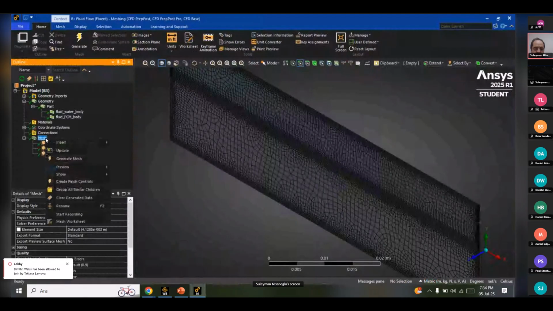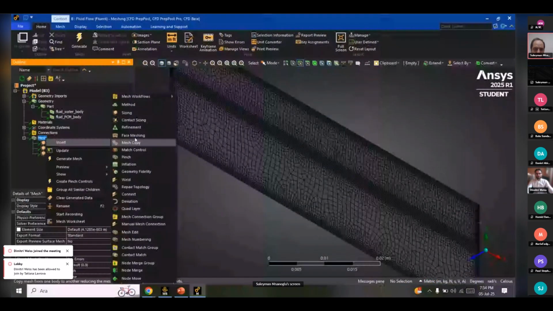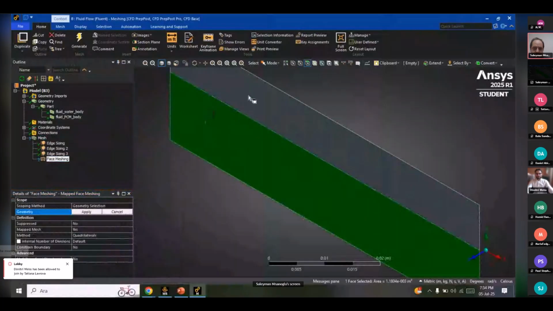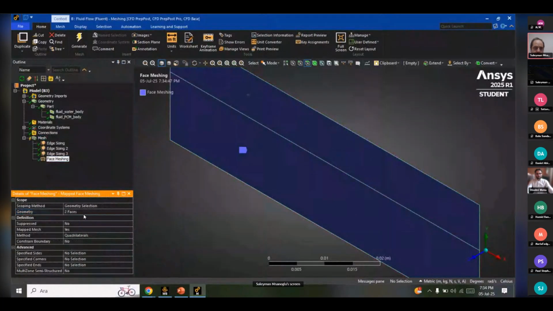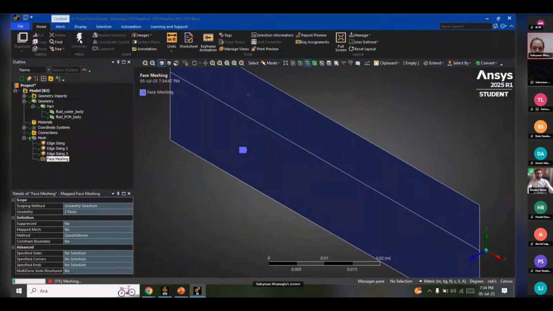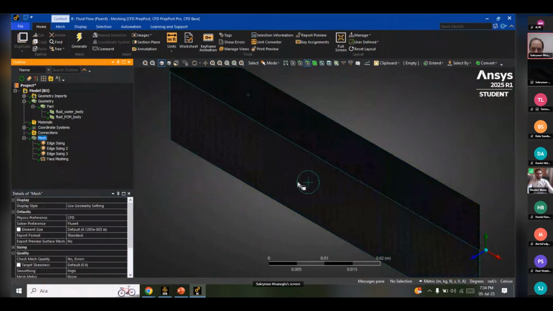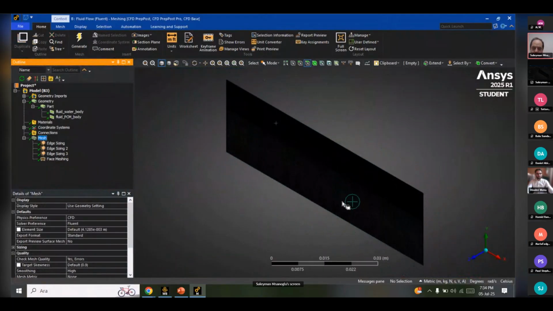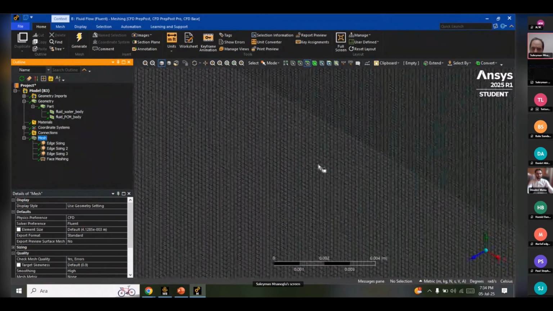And we can click face mesh, face meshing, and generate. The mesh is good, I think. Yes. Good.